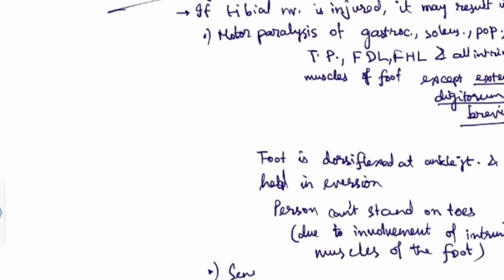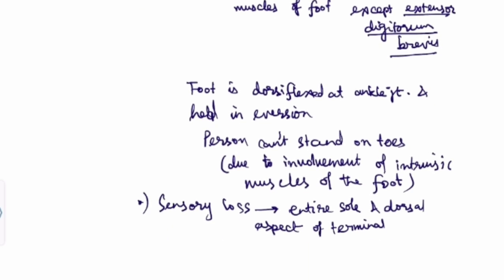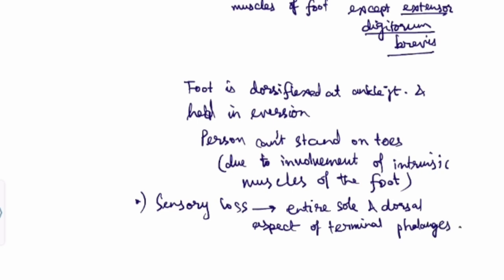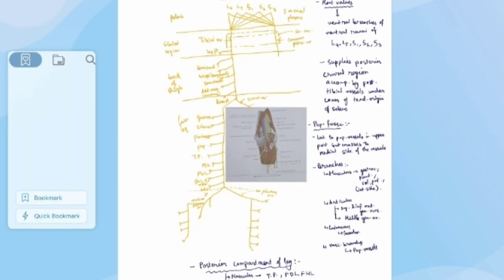Sensory loss occurs over the entire sole and the dorsal aspect of the terminal phalanges, and leads to trophic ulcers. So this is how we are done now with the tibial nerve.